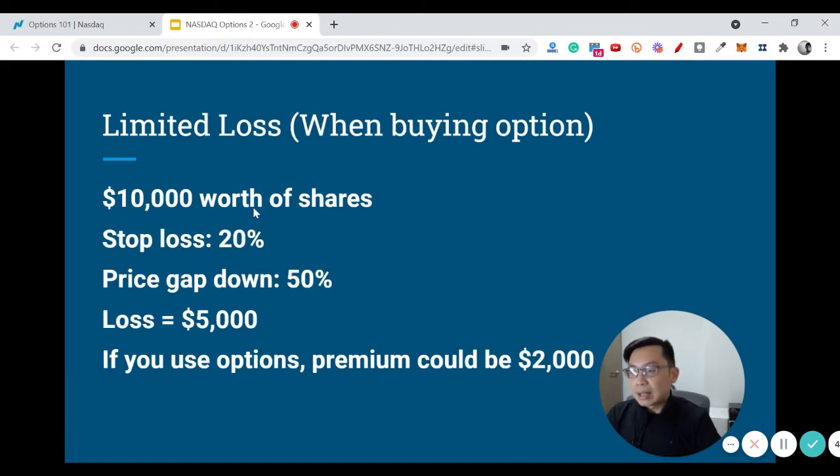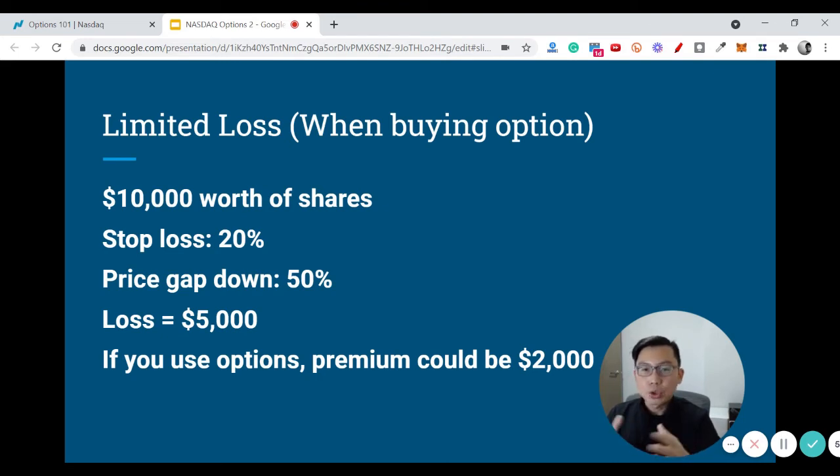Another advantage is limited loss if you are buying options. Let's say you buy a stock directly, back to the same example where you have an exposure of $10,000 worth of stocks. You set a stop loss of 20%, meaning that if the stock price drops 20%, you exit your position. Ideally, you still have $8,000 after exiting.